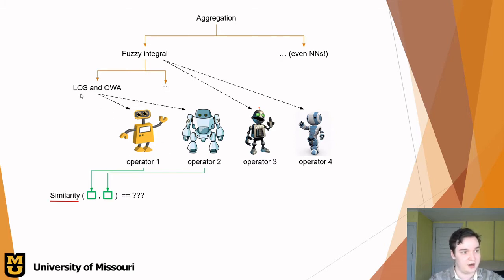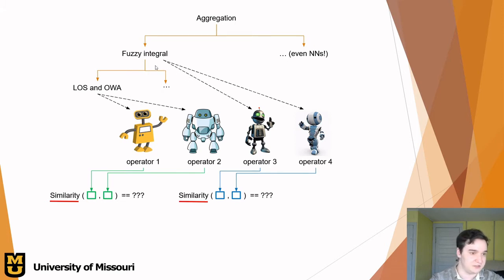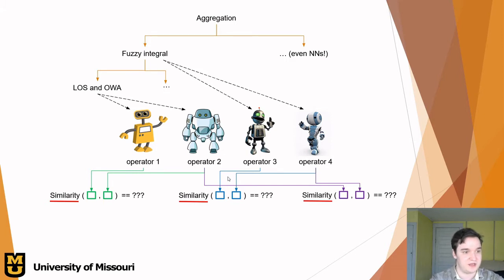We can compare on a linear order statistic level how similar these two are, but we can also get a bit more fancy and try to compare fuzzy integrals. How similar are they? And even more so, we can try to cross the streams a bit and compare an order-weighted average or a linear order statistic to an integral itself to get the similarity measurements.